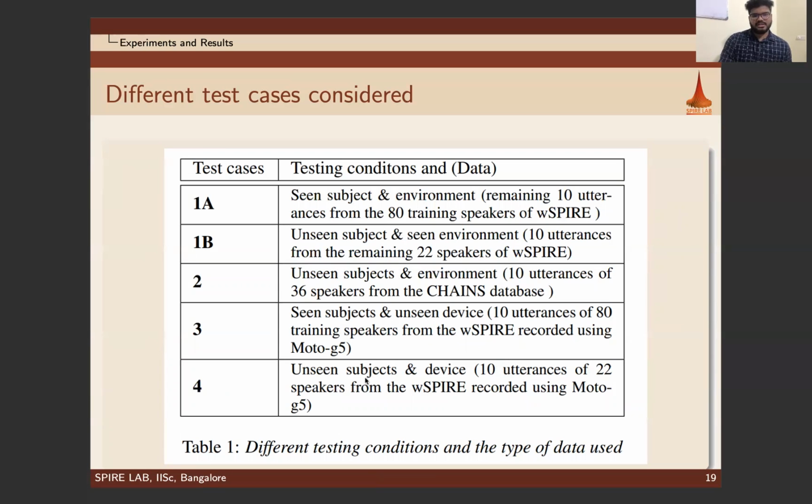In test case 4, that is unseen subject and device, here we consider 10 utterances of 22 speakers from the Double SPY recording dataset, which are recorded using a Moto G5 mobile. So the speakers and the recording device are both different here.